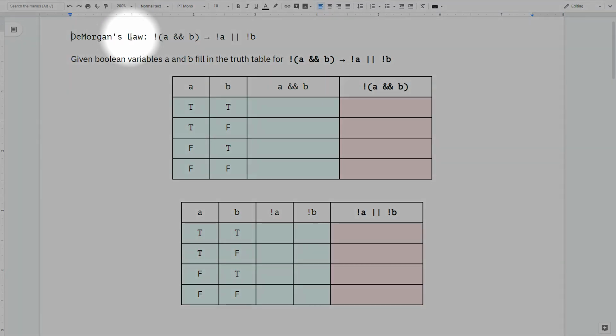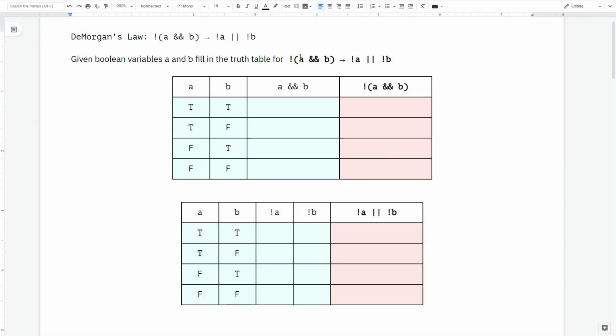So DeMorgan's law states that if I have not (A and B), that's equivalent to not A or not B. So basically, you're distributing the not to both terms and then switching from and to or. And then we'll talk about the other version in a second. But first off, I'm going to create a truth table for each one individually.